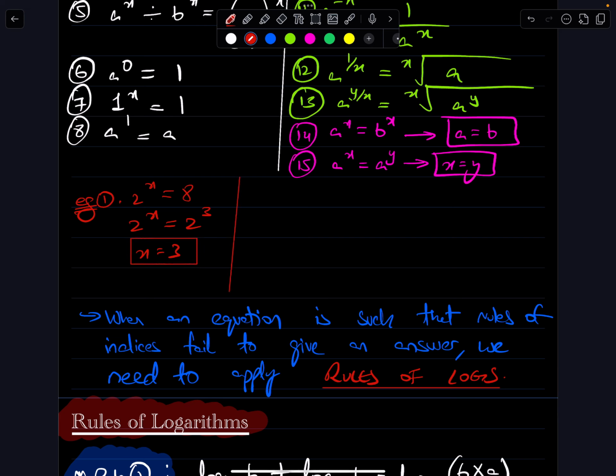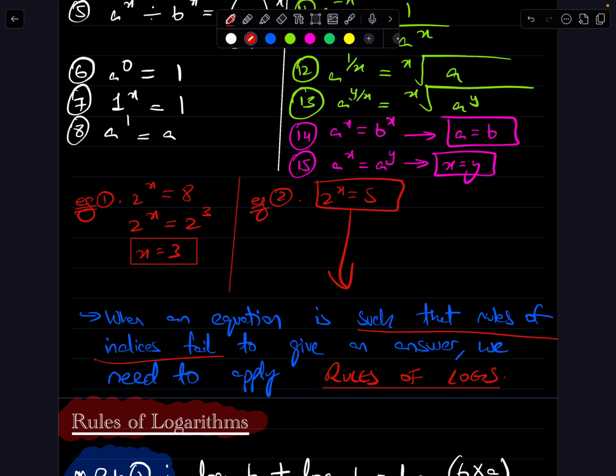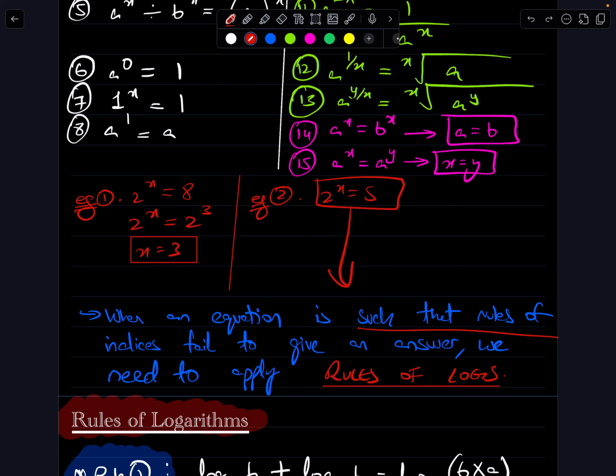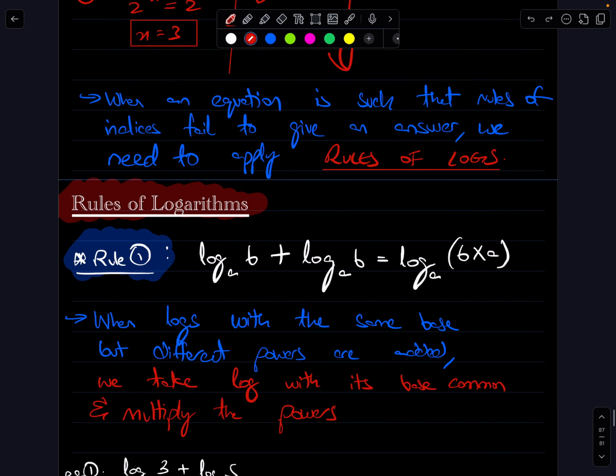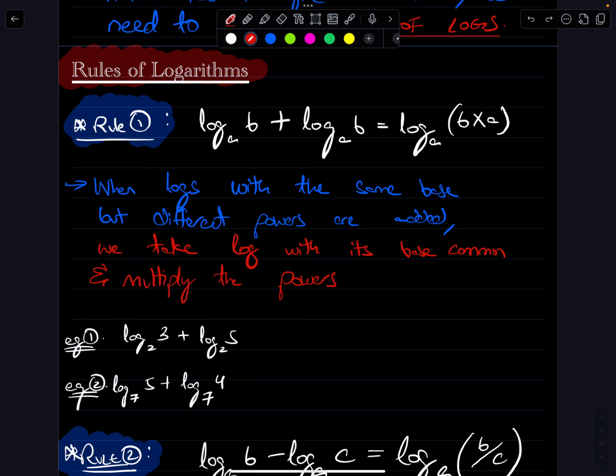Then, example 2 is 2 to the power x is equals to 5. We cannot write 5 in any form which is simpler than 5. Thus, we must use logarithms. Whenever an equation is such that the rules of indices fail to give an answer, we need to apply the rules of logs. And this is where logarithms come in.